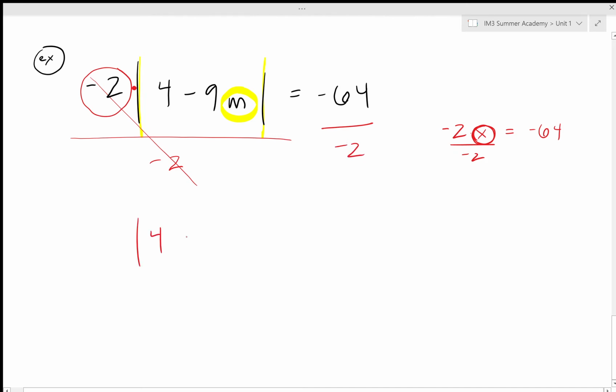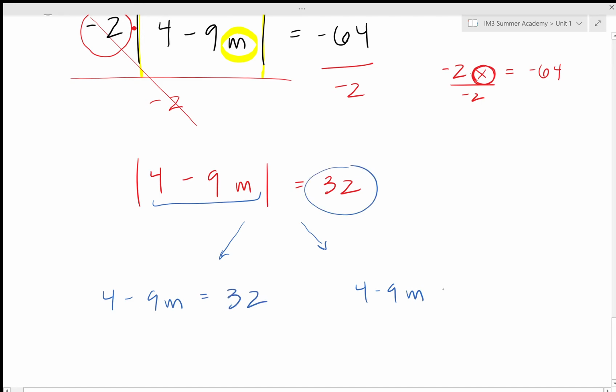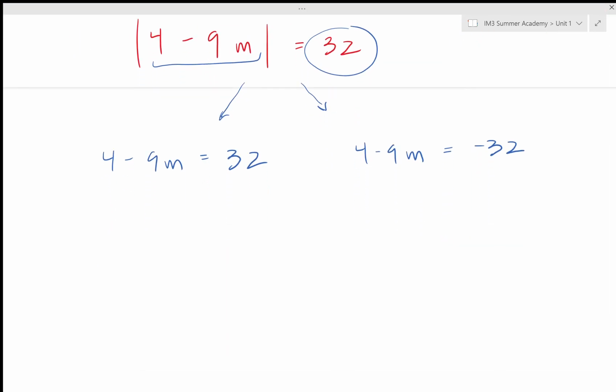So I still have the absolute value of 4 minus 9m. Negative 64 divided by negative 2 comes out positive, and it's going to be 32. And now there's nothing else outside the absolute value, so now I'm ready to split this into two problems. 4 minus 9m over here, 4 minus 9m over here, that's the inside part, equals, this gets written once as positive, once as negative, and now we've got two equations that we need to solve.